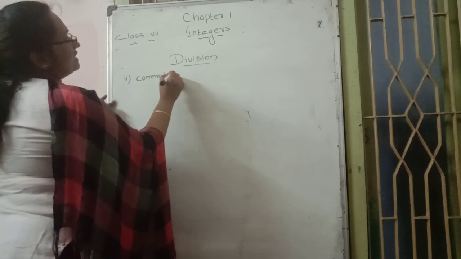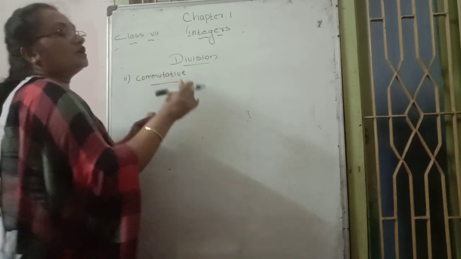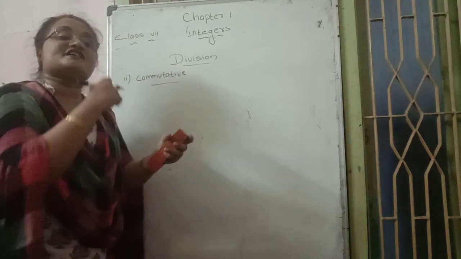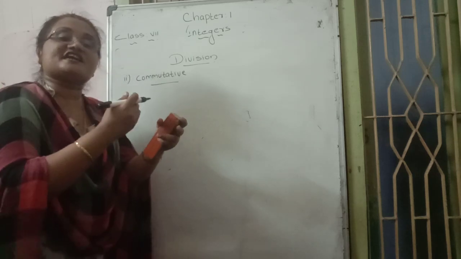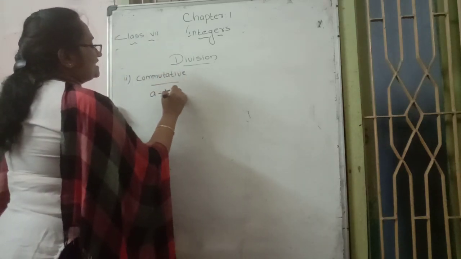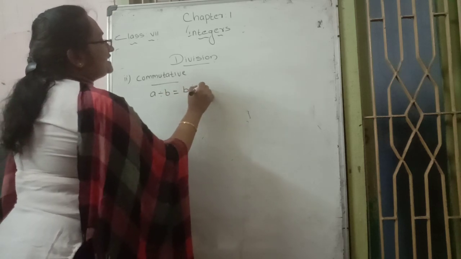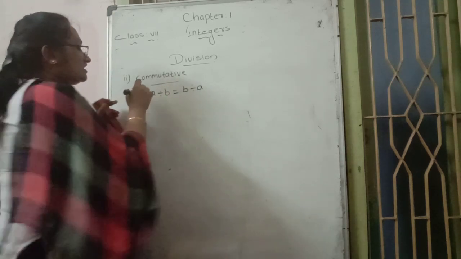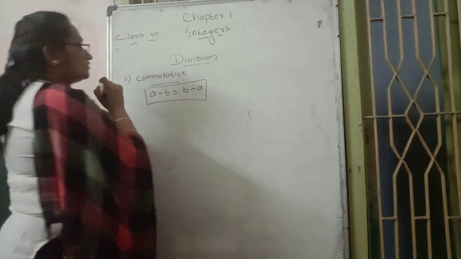Commutative property. What about the commutative property? The commutative property says that two numbers can be divided in any order: A divided by B is equal to B divided by A. Is it right or wrong? We can check. This is our general rule.